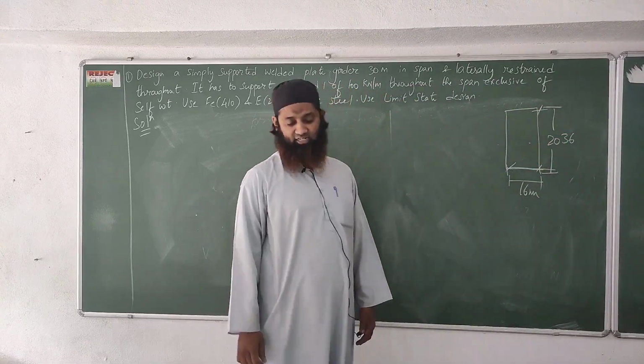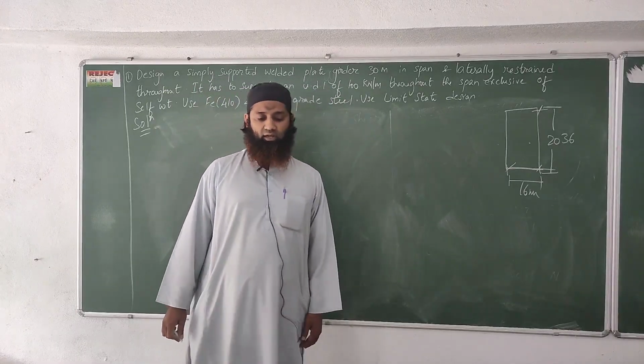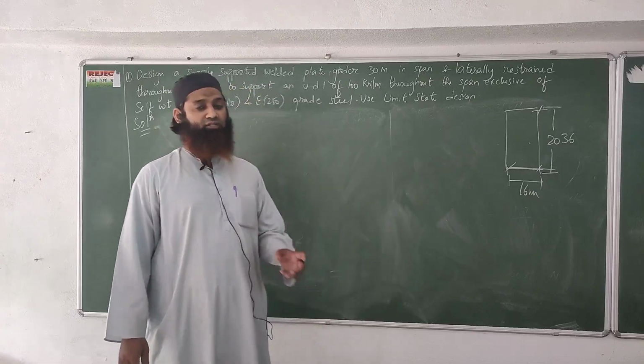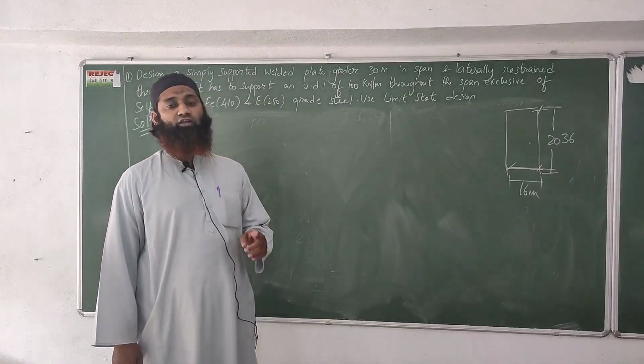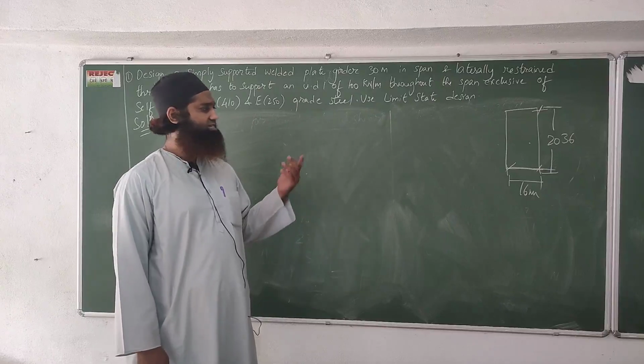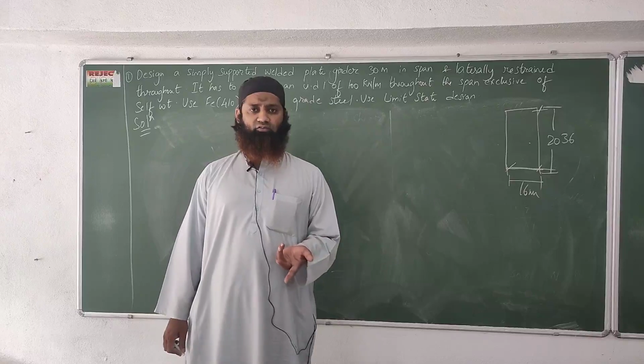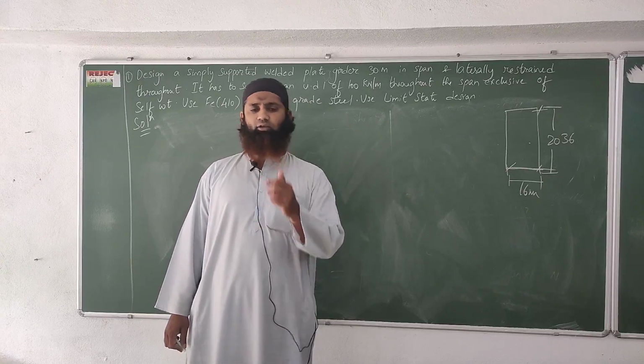Next what we had done is we had to design the flange also. For designing the flange, the breadth of the flange is given by the formula 1/3 of depth of the web. We substituted the value of depth of the web and multiplied it by 1/3, so we got it around 672 or something.